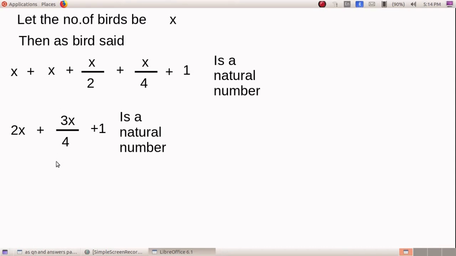8x plus 3x by 4, plus this one, is a natural number. 8x plus 3x means 11x by 4 plus 1. So 11x by 4 plus 1 is a natural number.